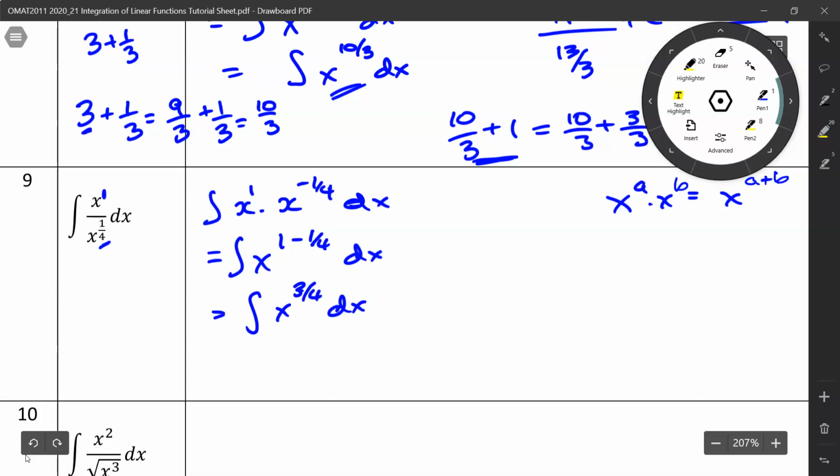So now, following this step, we bring the x to the power of a quarter up to the top. Then we add the two of them together, and now we have it in a position where we can integrate it. So we just say that is equal to, the power is 3/4, so we need to add 1. So that's 3/4 plus 4 over 4, and that gives us 7/4.